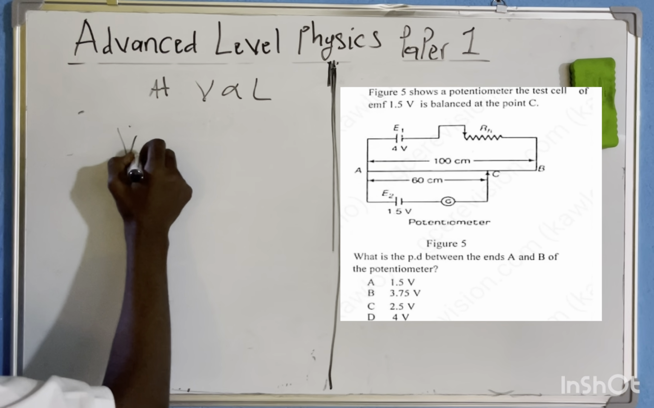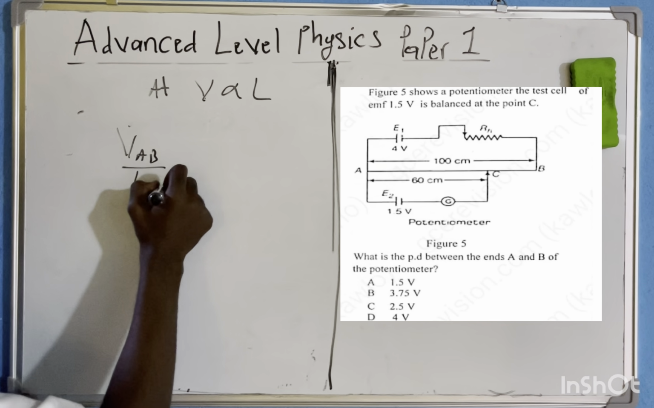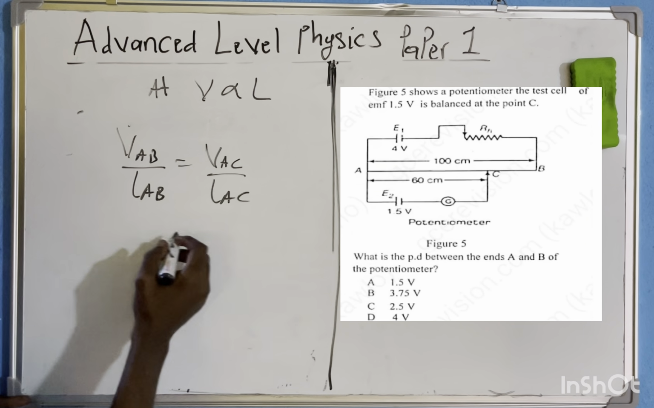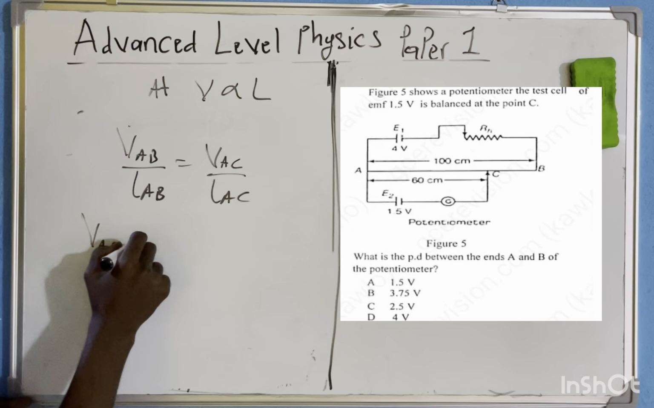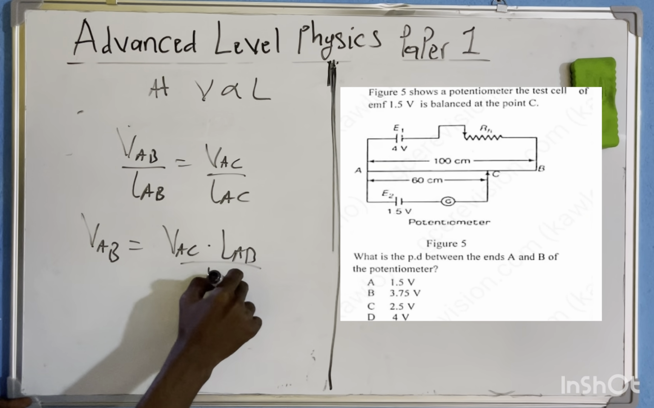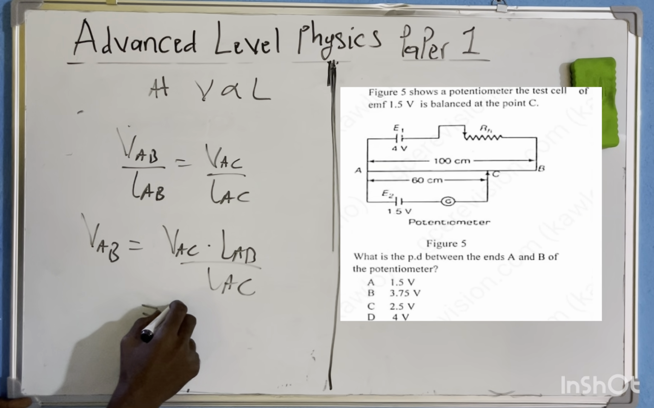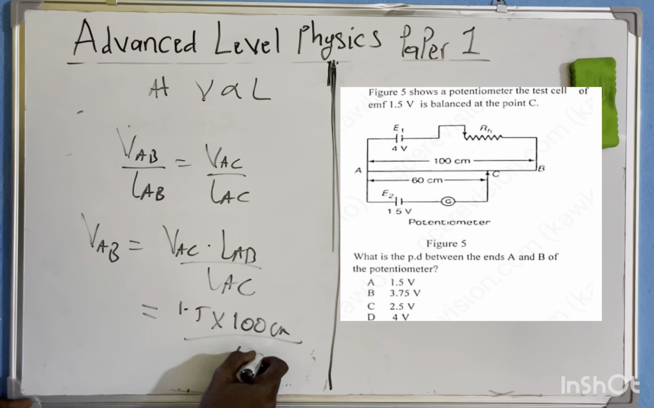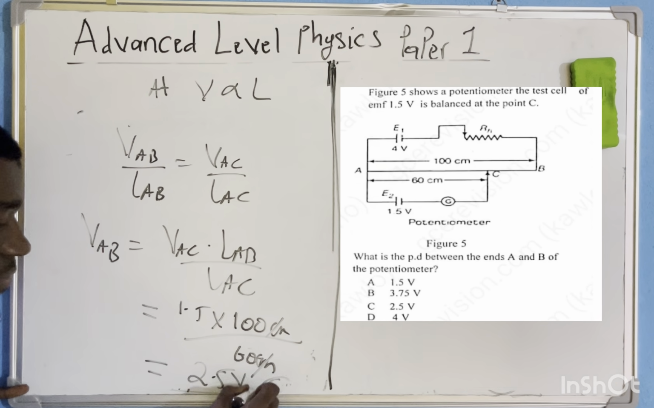It means that the voltage across AB divided by the length AB is equal to the voltage across AC divided by the length AC. I'm looking for the voltage across AB. Very easy: voltage across AC times LAB divided by LAC. So by replacing, I'll have 1.5 times 100 centimeters divided by 60 centimeters. No need to convert from centimeters to meters because it will cancel out, making the answer the C proposal, 2.5 volts, C.